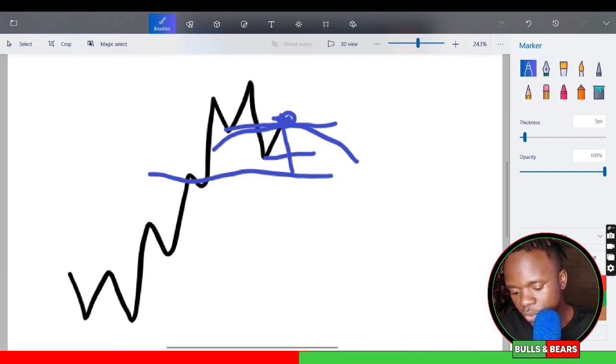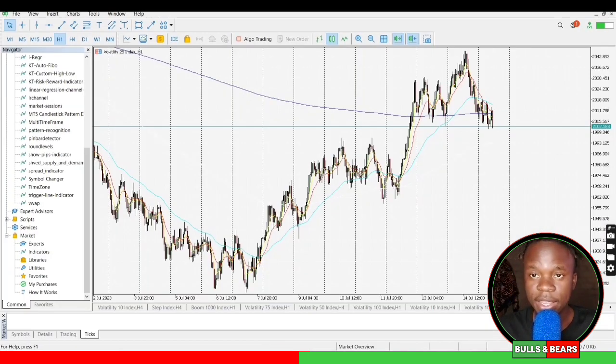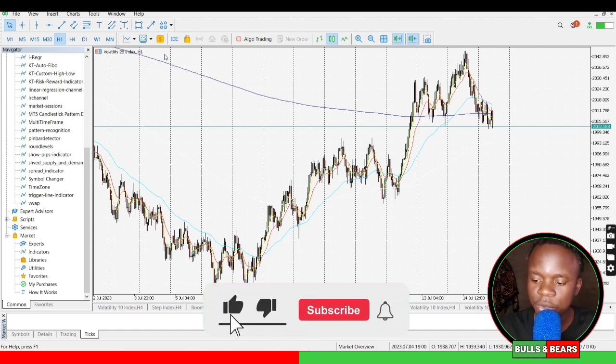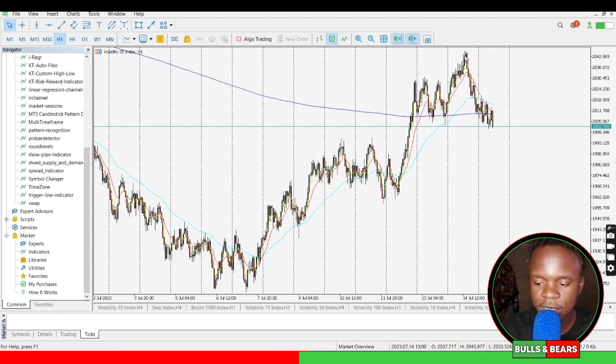Right, let me go on the root charts and show you what I was talking about here, right? So as you can see, this is my V25 on the H1, right? Which means that I'll definitely go onto my M15 to find a clear reversal pattern on the EMA 50, right? So let me show you something important.